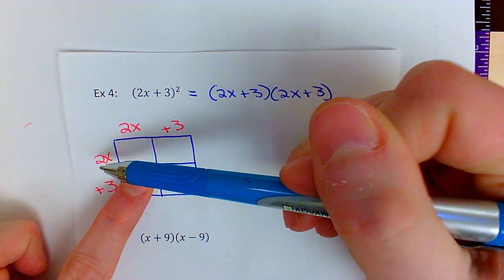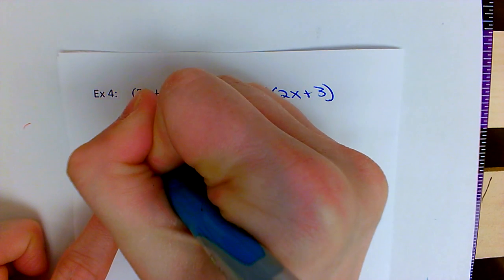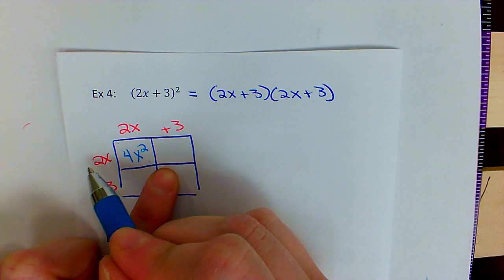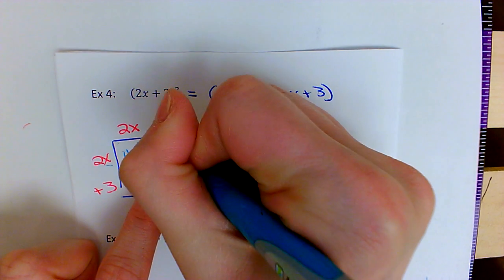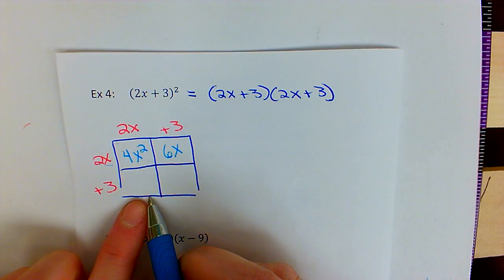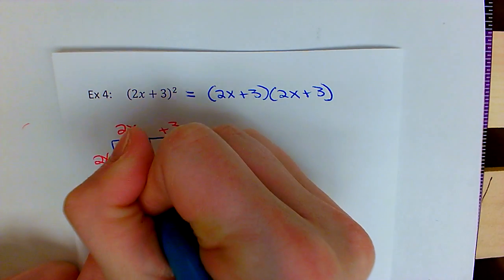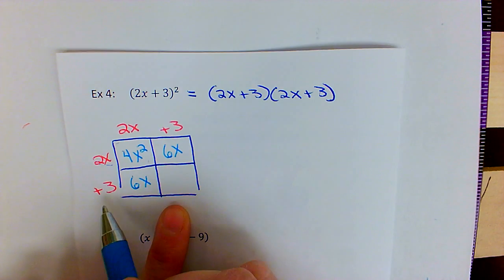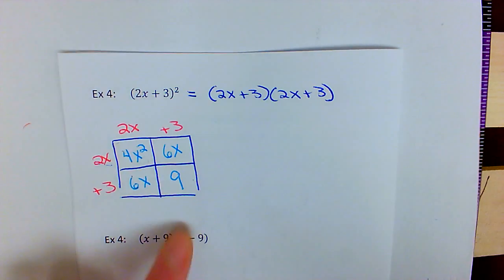In this first box, I've got 2x times 2x, so that gives me 4x squared. And the next box, I've got a 2x being multiplied by a positive 3, so that's positive 6x. Same thing right here, I've got positive 3 times a positive 2x, that is 6x. And in the last box, I've got positive 3 times another positive 3, which is 9.